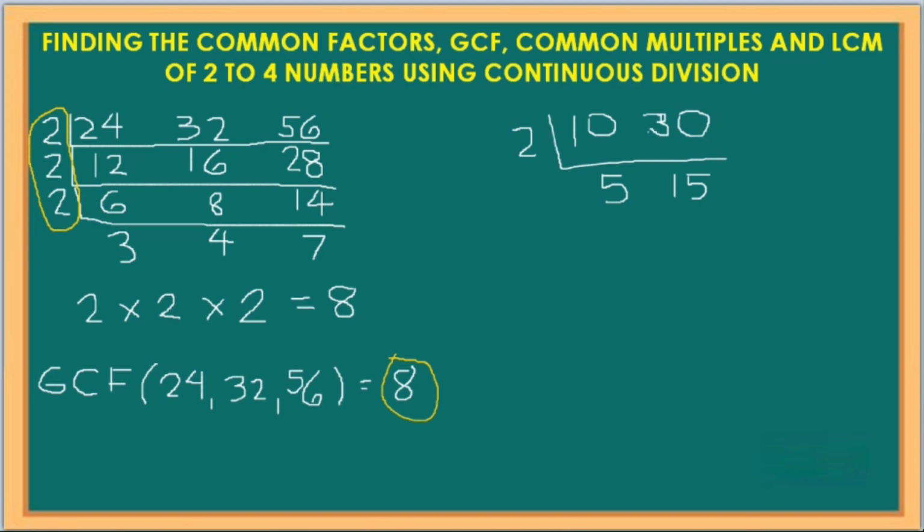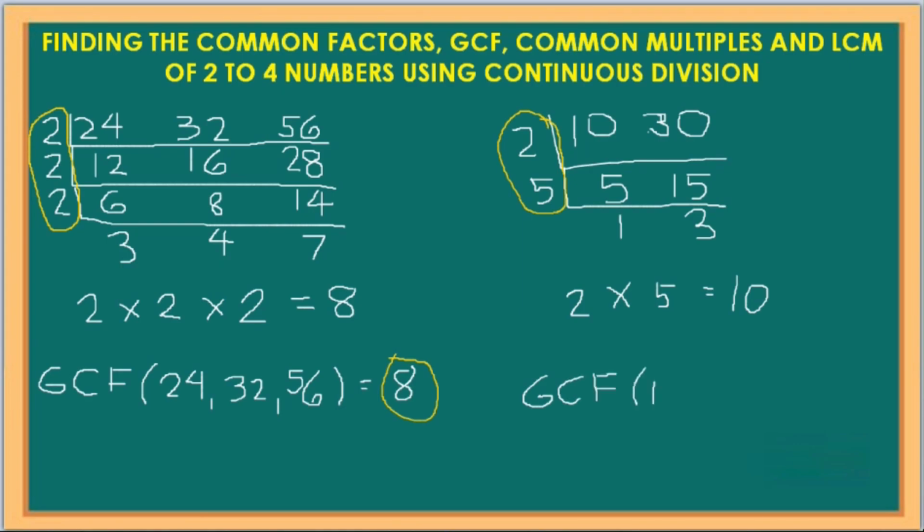However, 5 and 15 are not divisible by 3. So, okay, 15 is divisible by 3. However, 5 is not. So let us have 5 because it is their common factor. So 5 divided by 5 is 1, 15 divided by 5 is 3. Okay, so the common factors for these numbers are 2 and 5. So 2 times 5 is 10. So the GCF of 10 and 30 is 10.